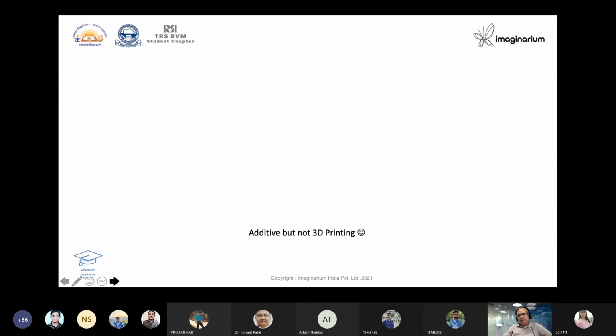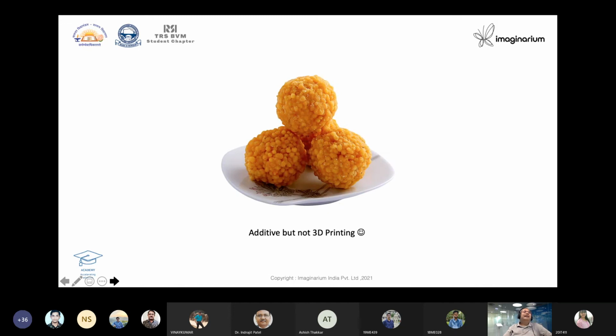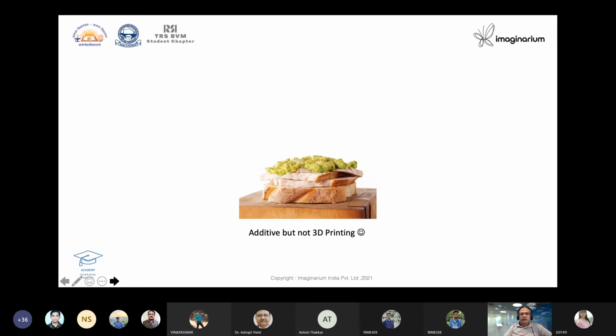And there are a lot of things in the world which are additive but not 3D printing. Like what? Like this one, laddu. Laddu is additive because from boondi, with a sugar syrup, they make it into a sphere. So this is additively made, but it is not 3D printed. You agree? Same way, jalebi also is there. When they make it in the oil, when they deposit it, it is like FDM. But again, it is not driven by CAD data. So supposing that is driven by CAD data, then it can also be called a 3D printer. You can see this. Again, it's additive, but not 3D printing.